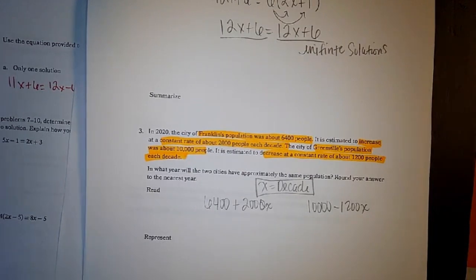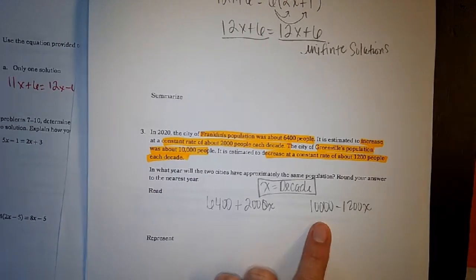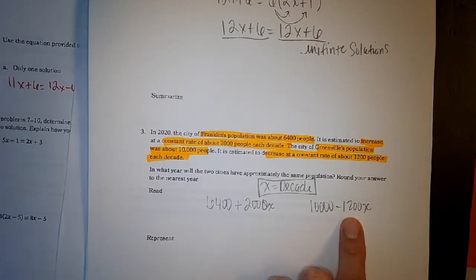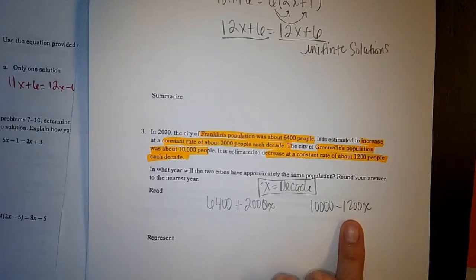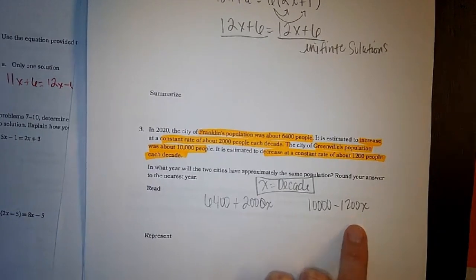So then we have 10,000 is the population of what? Greenville. And then it's going down. It's decreasing by 1,200 per decade. So what is the goal? What are we trying to solve for? Yeah, we're trying to figure out the same population, right? So if we're trying to find out the same, what do we use to represent it? An equal sign.